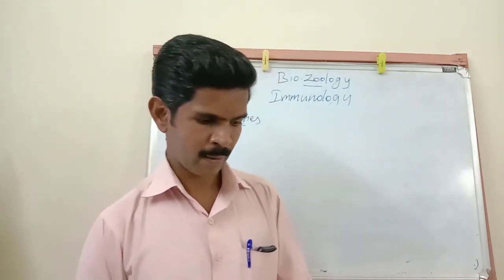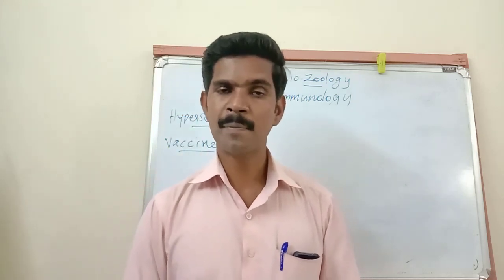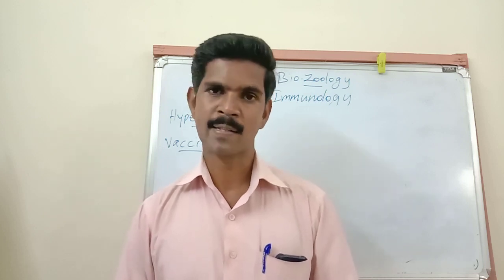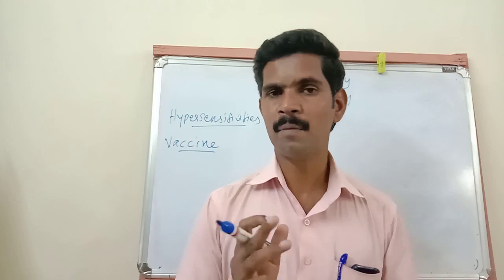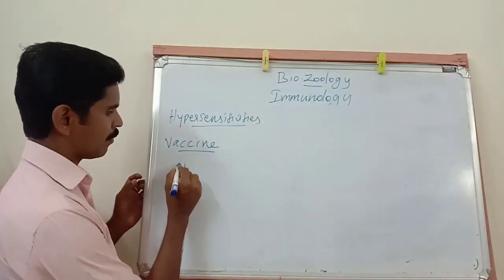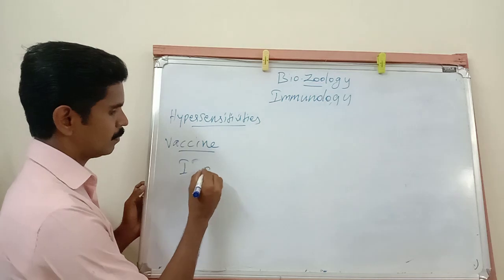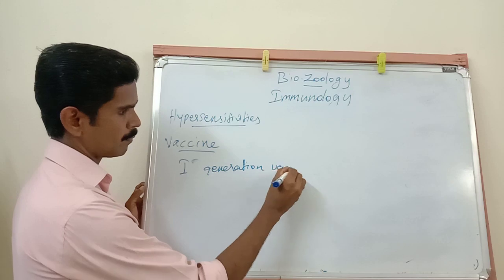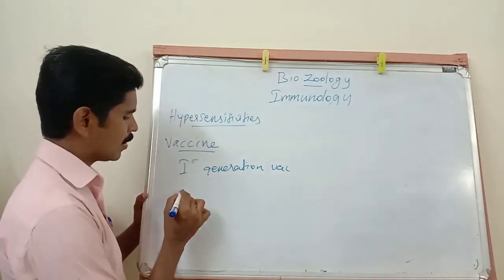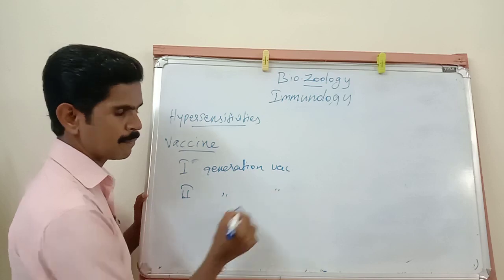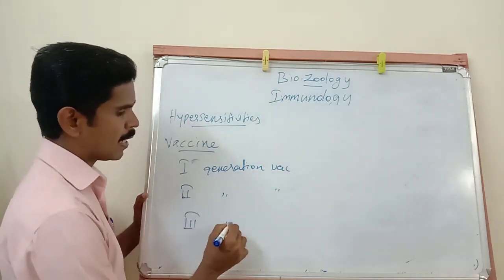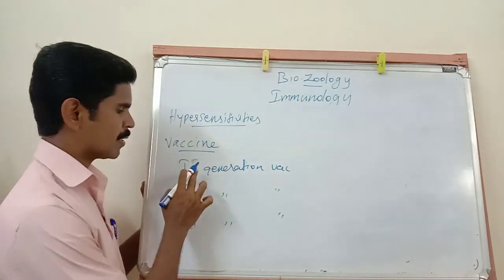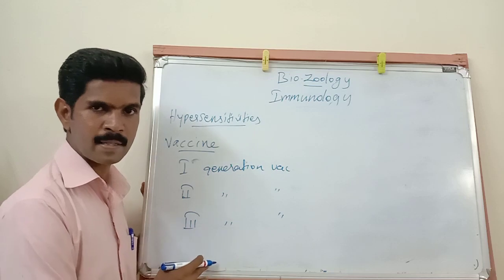Understand, my dear students? Now we are going to study the types of vaccine. It is a very important 5-mark question, so listen very carefully. Types of vaccine. Vaccines are classified into 3 major types. The first type is called first generation vaccine. The second one is called second generation vaccine. The third type is called third generation vaccine.